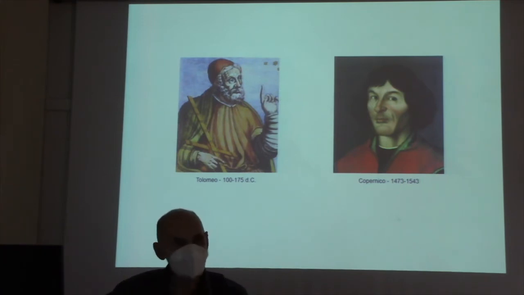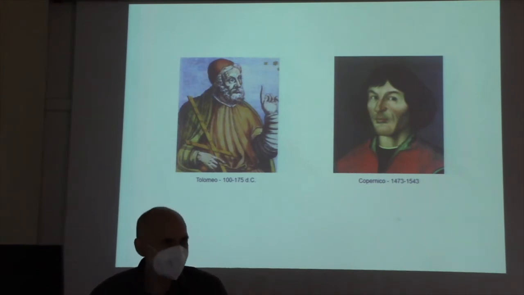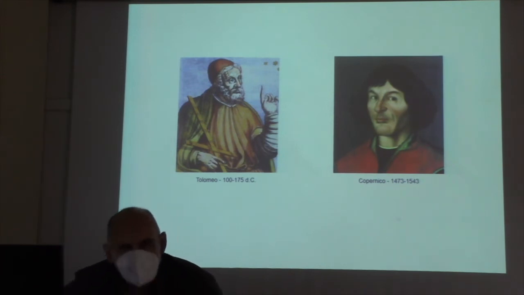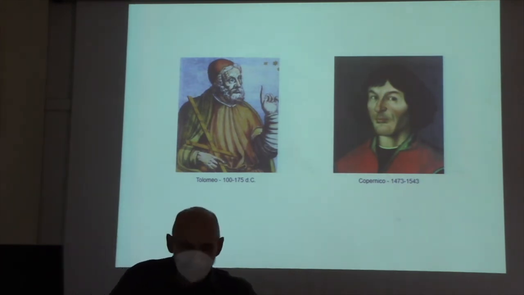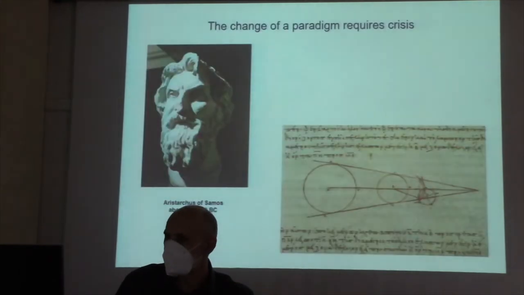Look how easy it is to do calculations if we pretend that the sun is in the middle of the universe, which of course it is not. So anyway, as I said, Copernicus was not the first to think that the sun was in the middle of the universe. The first one to propose such an idea was Aristarchus of Samos, about 3 centuries before Christ.